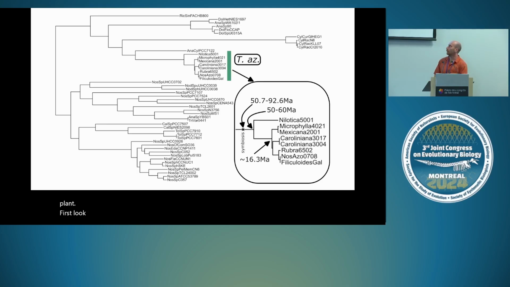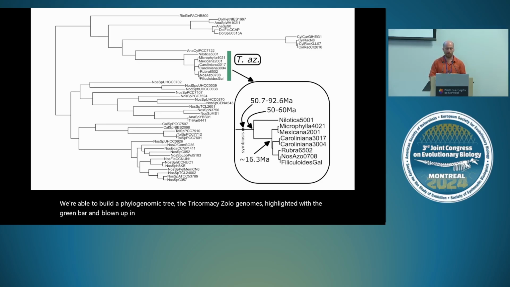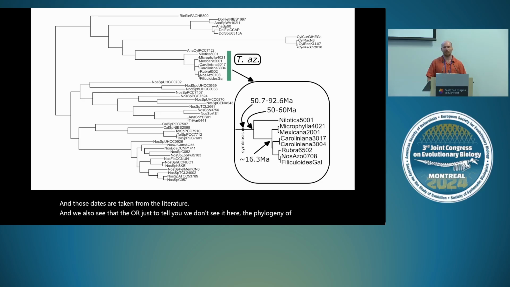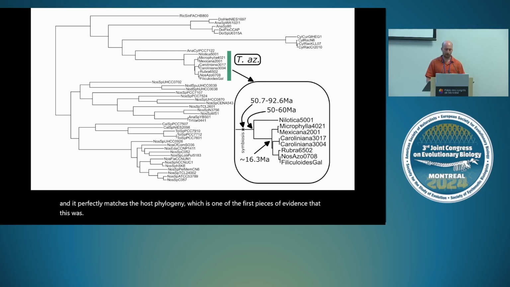First look at the data. We're able to build a phylogenomic tree. The Trichomonas azola genomes highlighted with the green bar and blown up in the inset are monophyletic. That's good because there's a single symbiotic event. And those dates are taken from the literature. Just to tell you, we don't see it here, the phylogeny of the Trichomonas azola matches previously published phylogeny, so that's a good check on our data. And it perfectly matches the host phylogeny, which was one of the first pieces of evidence that this was a vertically passed single origin symbiosis.